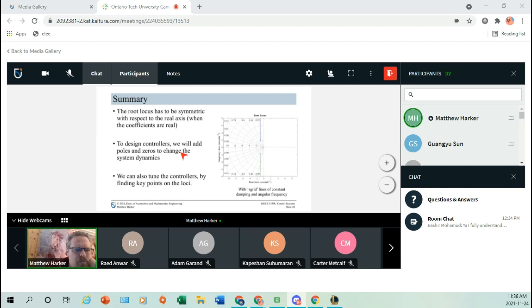Okay, so just to summarize here, just as an additional reminder, the root locus has to be symmetric with respect to the real axis, right? So when we have transfer functions, they're ratios of polynomials, and they're going to have real coefficients, and basically they either come in real roots, so on that real axis.